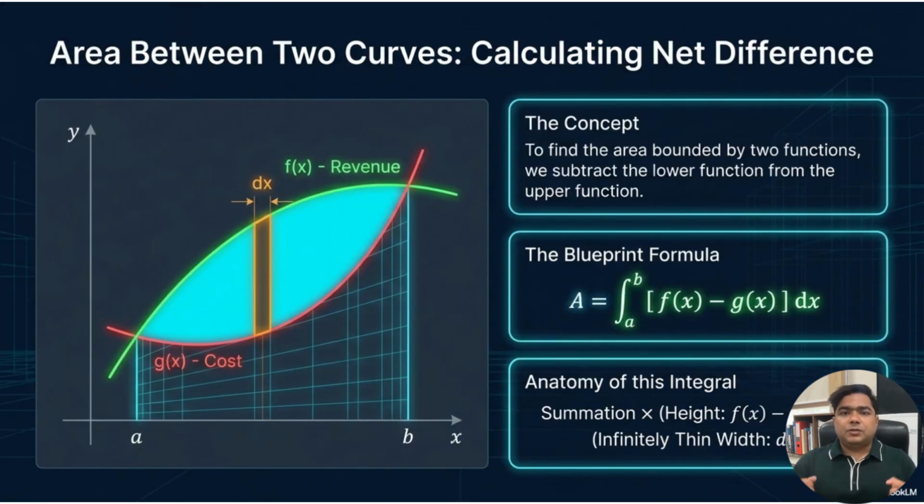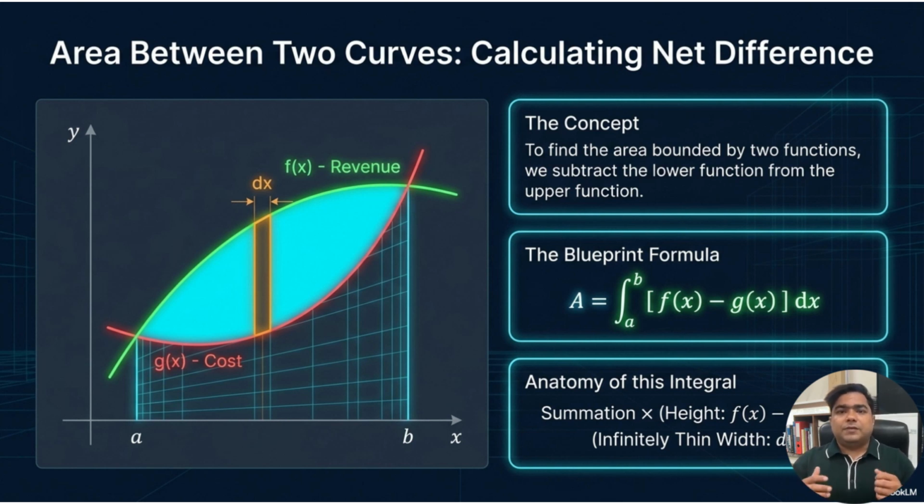This slide explains one of the most important applications of integration: finding the area between two curves. Suppose we have two functions. The upper function is f of x and the lower function is g of x. To find the area between them, we subtract the lower function from the upper function. The formula is A equals the integral from a to b of open bracket f of x minus g of x close bracket dx. Verbally, we say area equals the integral from a to b of the upper function minus the lower function with respect to x.